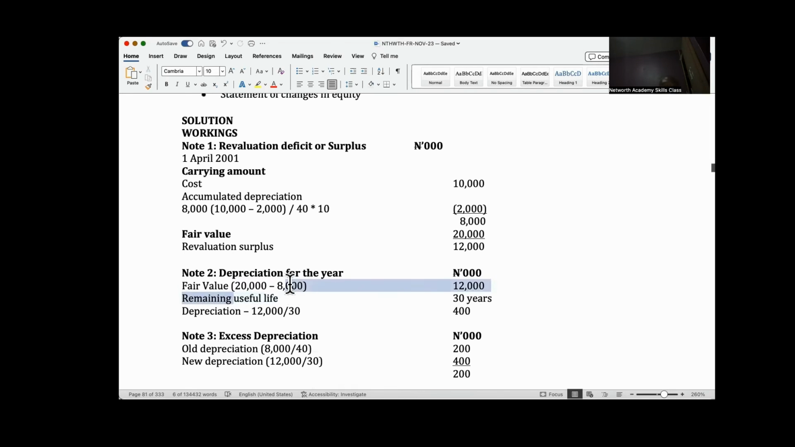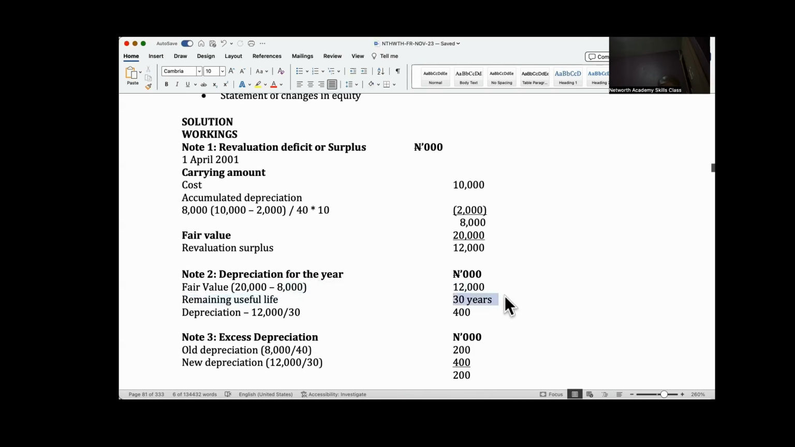The remaining useful life from the date of evaluation is 30 years, since they said as at the date of evaluation that the asset was acquired 10 years ago. So that means it's 10 years, and the original life of the asset is 40 years. That means from the date of evaluation, which is 10 years after the date of acquisition, the remaining life of the asset is going to be 30 years. So depreciation is going to be this 12,000 over the remaining life of 30 years, and that gives me 400,000.